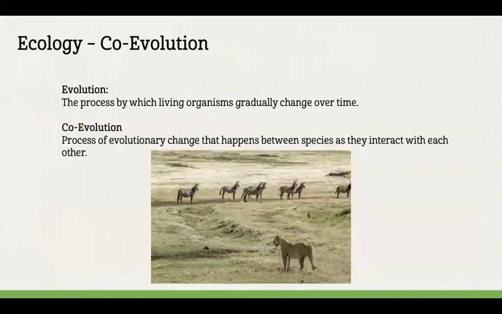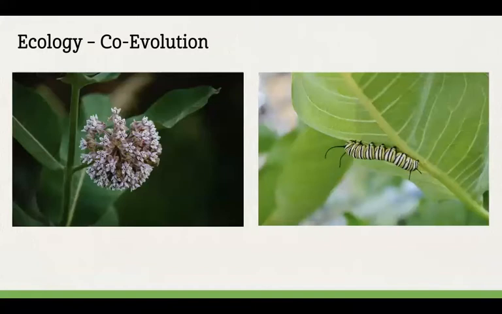So coevolution is the process of evolutionary change that happens between species as they interact with each other. This happens not just with pairs of species, but with groups of different species all interacting in the same ecosystem. We're going to take an example of just two. We're going to look at our beloved monarch butterfly, that's the caterpillar there on the right, and its food plant, milkweed. So we have two populations of organisms here, the plants and the butterflies, as they're laying their eggs looking for somewhere for their caterpillars to eat.